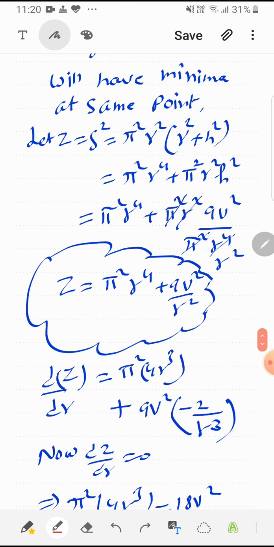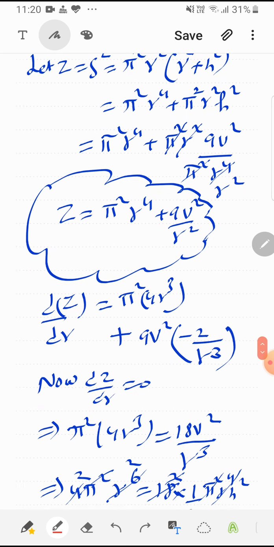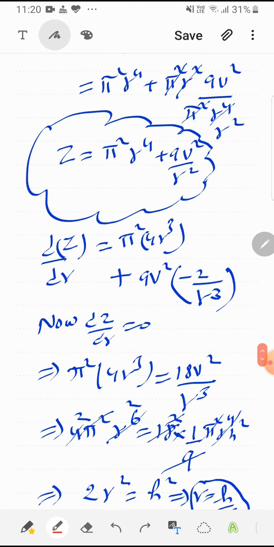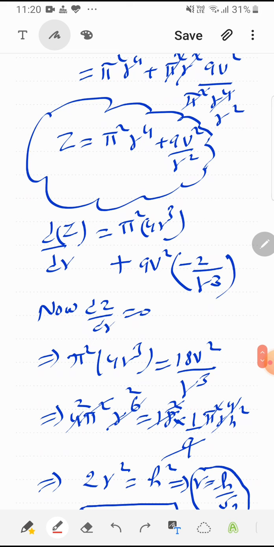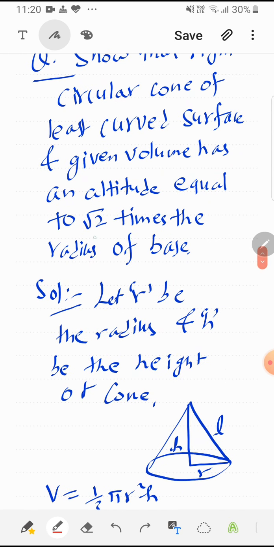Now dz upon dr is pi square of 4r cube plus 9v into minus 2 upon r cube. It's very simple differentiation. Now put the derivative equal to 0, so that the expression becomes this. Now I can find r in terms of v, but as I have to prove the height is equal to root 2 times the radius of the base.